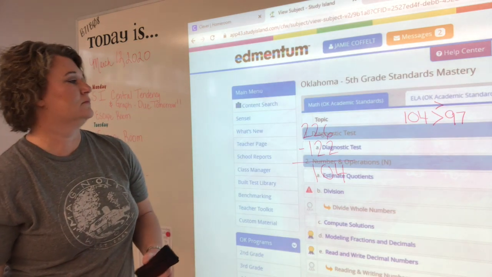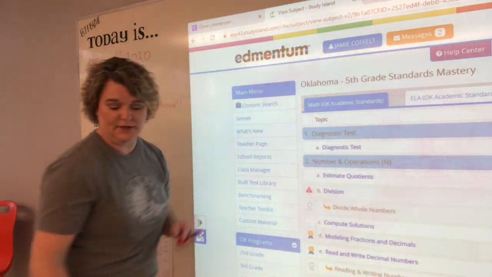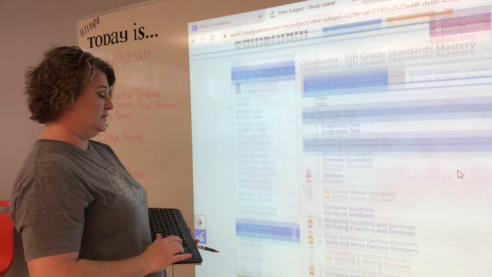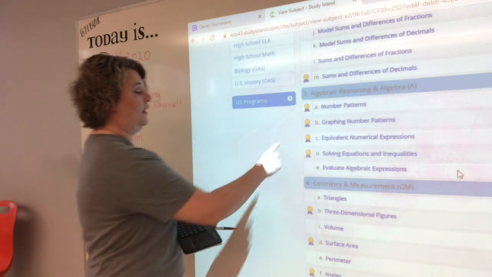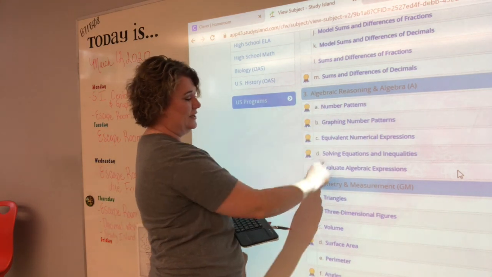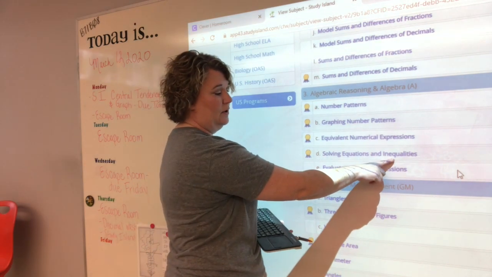Okay. So I'm going to show you where that is. Now remember, my page is a little bit different than your page. So it's down here under the 3 section. And it's 3D on mine, solving equations and inequalities.